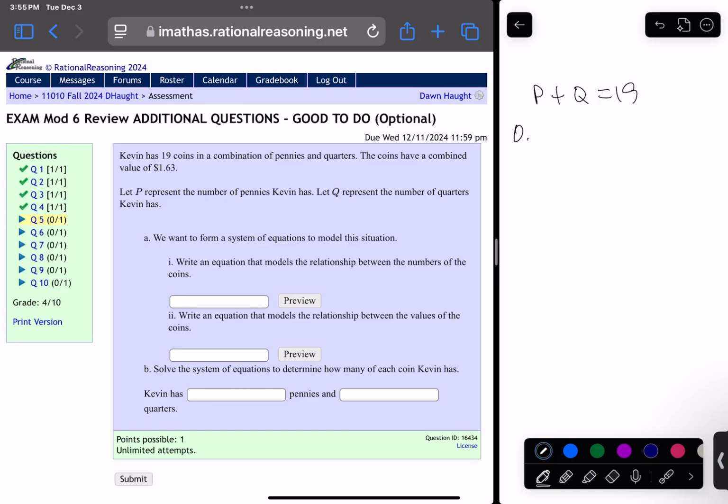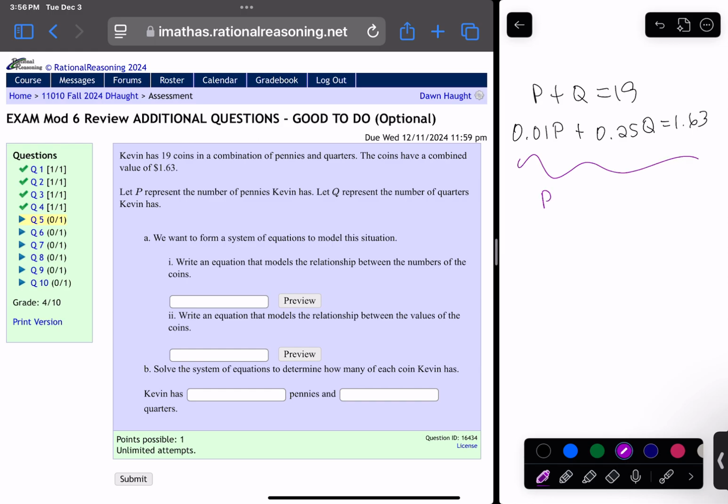A penny is worth 1 cent. A quarter is worth 25 cents. And they totaled up $1.63. Sorry if I could write it right. Now, my bottom equation, I don't like the fact that it's counting by cents, dollars. So I'm going to multiply everything on that equation through by 100. It'll move the decimal places. I won't have to worry about that anymore.